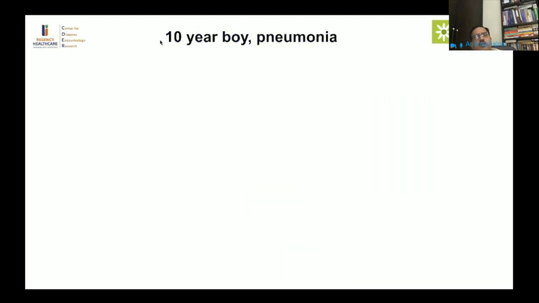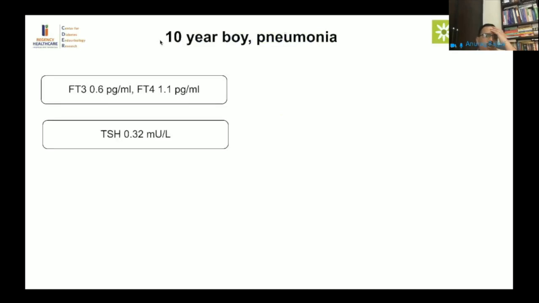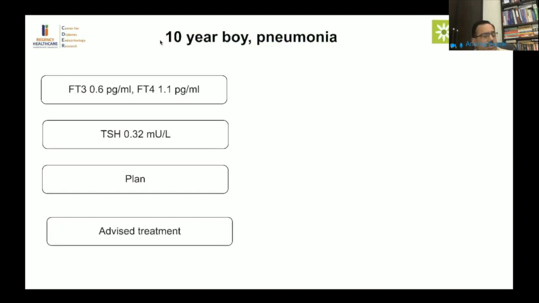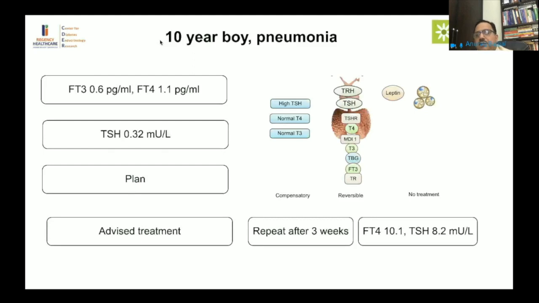So, a 10-year-old boy with pneumonia: FT3 level is low, FT4 levels are low, TSH levels are also low. So what is the plan in this situation? He was advised treatment, but definitely this is a wrong approach because this is a non-thyroidal illness. There is no need of treatment. Repeat after 3 weeks. FT4 levels were then found to be slightly normal and TSH went up. So this is again a resolving phase of non-thyroidal illness. Very important to follow it up in this and not start treatment.